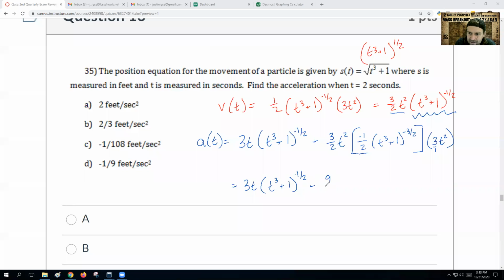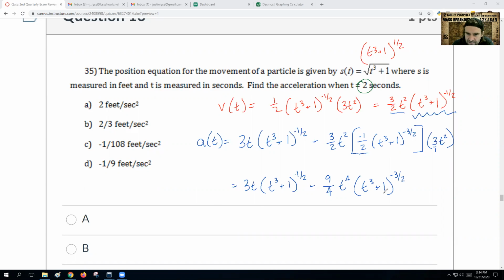So minus 9 over 2 times 2 times 1 is 4. t times t squared is t to the 4th, and then we have t cubed plus 1 to the negative 3/2 power. All right, what we need to do is just plug in. We could make this look neater, but we've got to plug in 2 now.